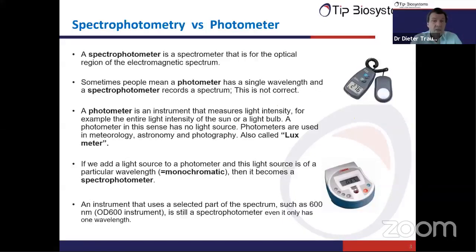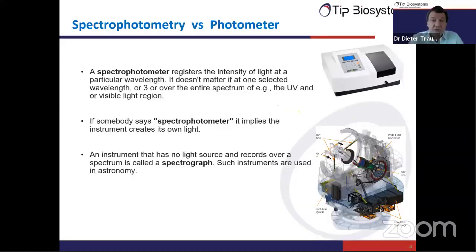So now let's go to what is actually a spectrophotometer. A spectrophotometer is registering the light intensity over a certain area of the spectrum. But it doesn't actually matter. It may be one wavelength, three wavelengths, or it records the entire spectrum, let's say in the UV region or the visible light. So on the top right here, you have a picture of a typical spectrophotometer, and we come back to this later, how they exactly work.